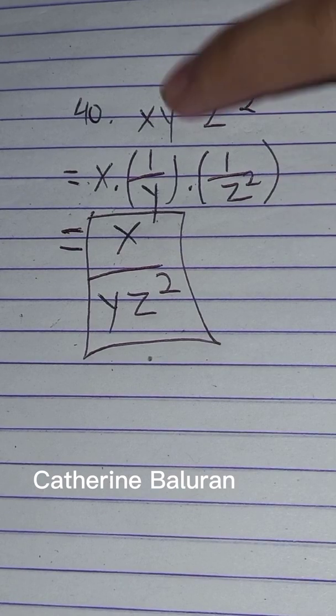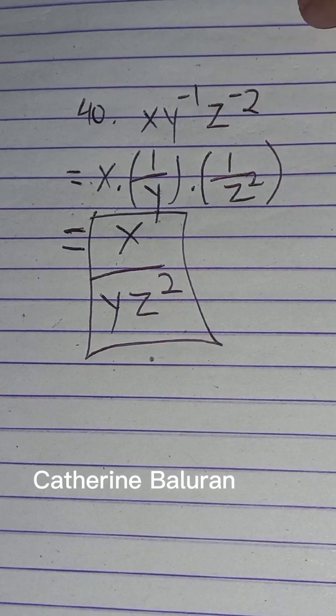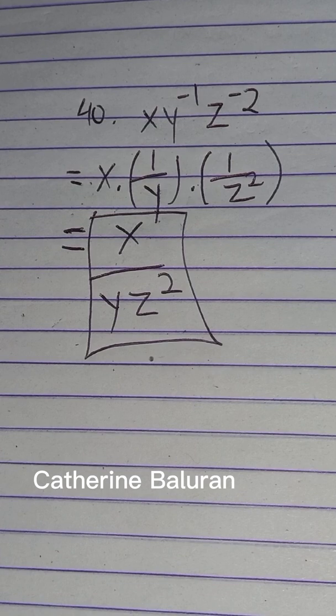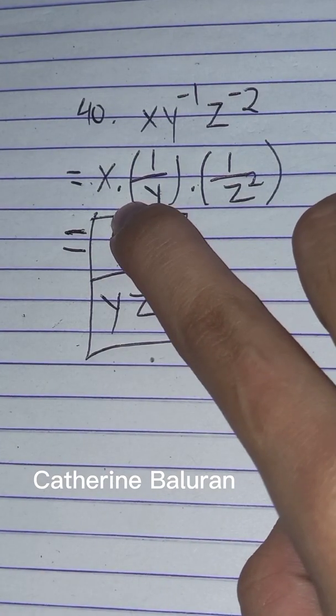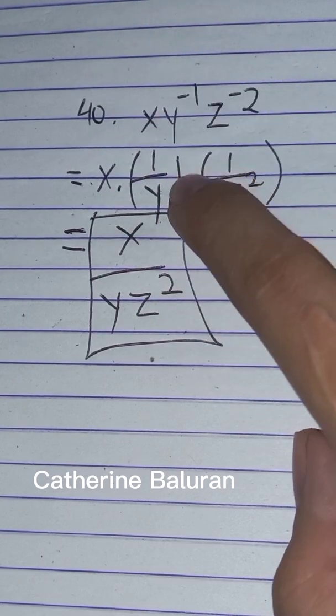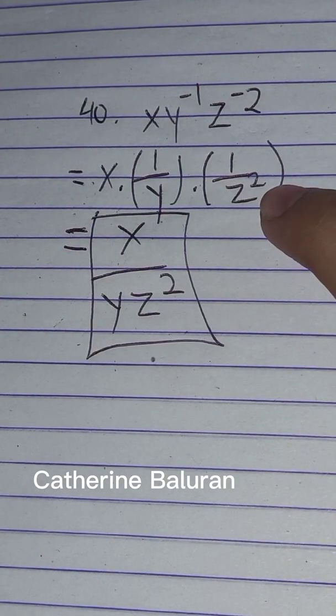Like, mao ang y to the power of negative 1 nahimo siyang 1 over y ug ang z to the power of negative 2 nahimo siyang 1 over z squared. Since we have to get rid of the negative, then we only need to get the expression's reciprocal. And then next, since x is already positive, we just copy it. Like ato na siyang gisulat daan na. Then since z has a negative exponent, we will just replace it with its reciprocal, just like the y.